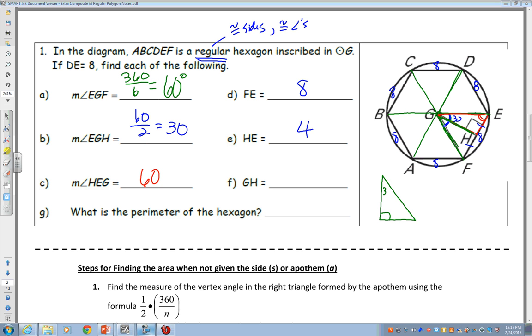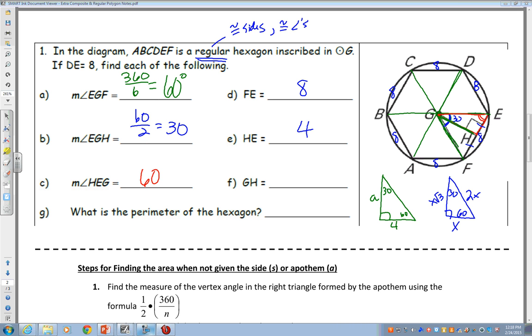So I know the vertex angle up here is 30. The angle on the base is 60. We know that this leg is 4. We are trying to find the apothem. I can't use the Pythagorean theorem because I only have one side. So I would use the fact that I have a 30 and a 60, which means this is x, this is 2x, and this is x radical 3. This is a special right triangle, 30, 60, 90.